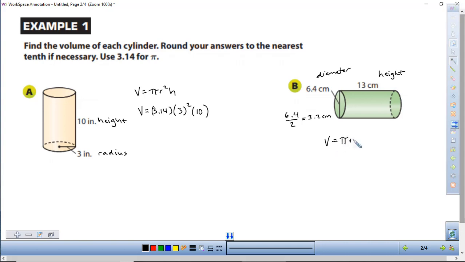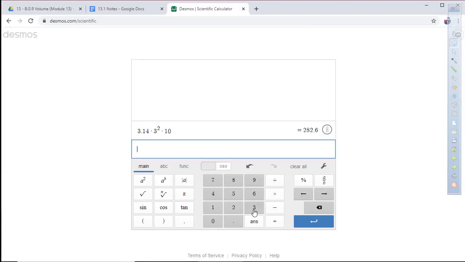And the height, again, even though the cylinder is sitting on its side, I guess you can call it more of a length, is still 13 centimeters. So here we go with our formula. We always want to show step 1 and step 2, which is to write the formula and plug the numbers in. And you'll notice we're squaring 3.2 squared. We're not squaring that 6.4. So let's go ahead and jump over to the calculator. We'll speed it up and you'll take a look at that answer.